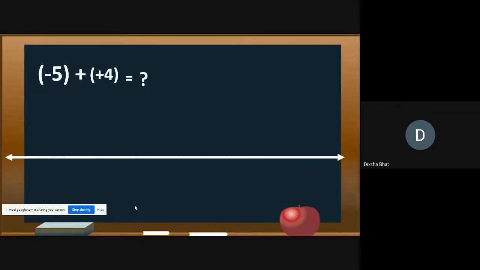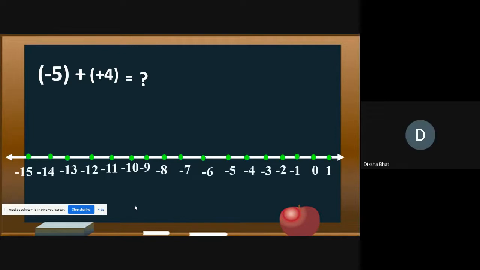Now let us do some additions of positive and negative numbers. So what will be the first step? Draw numbers on the number line. Yes. Which is the first integer? -5. Yes. So on which side will we move? Since it is a negative integer, we will move to the left side of 0. How many steps will we take? 5 steps. Very good.